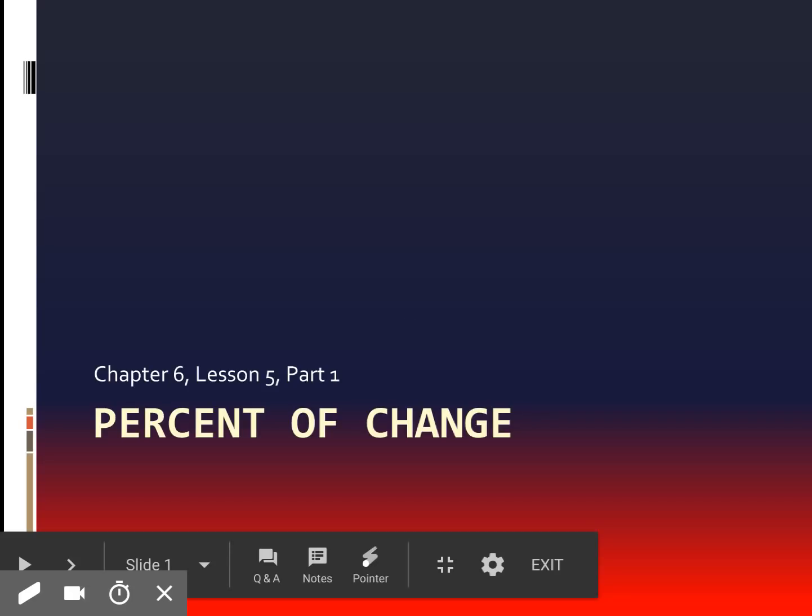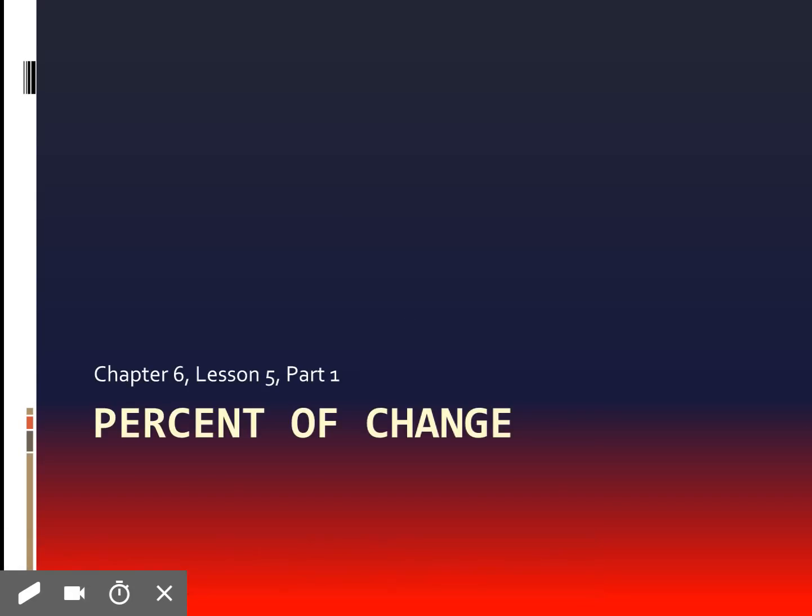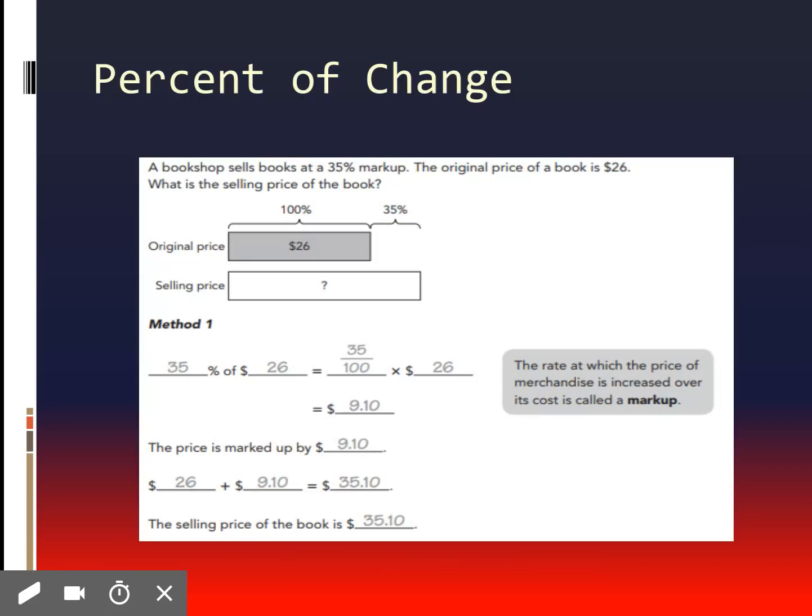Chapter 6, Lesson 5, Part 1, Percent of Change. So in these types of problems, we're going to start with an amount and it has changed, so we have to figure out how much it's changed. That's what we mean by percent of change.